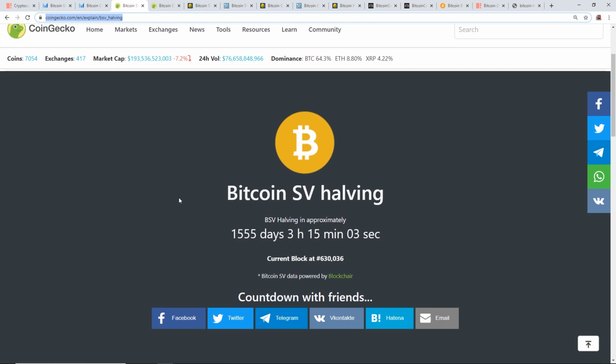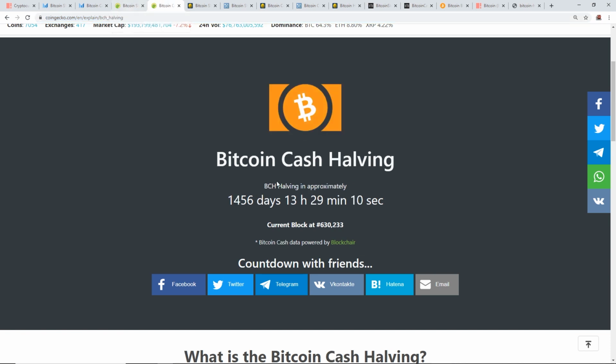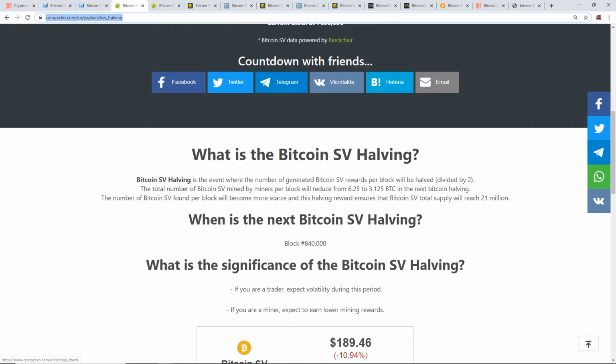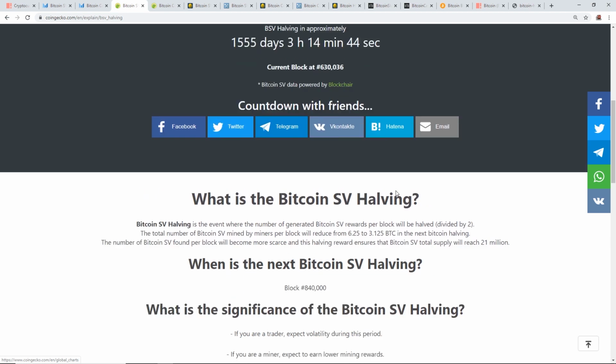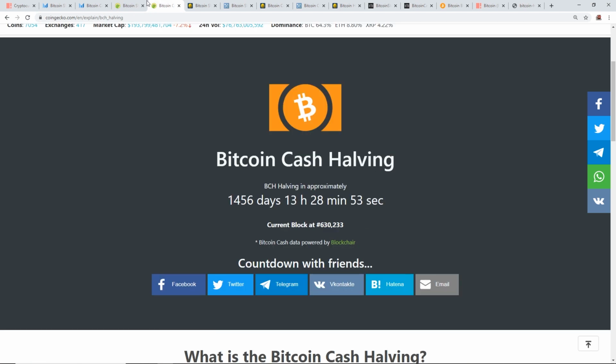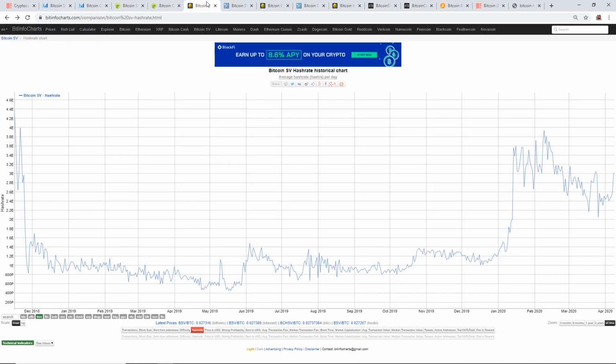Okay, and so yeah, I explained what a halving is, and they just had it, and they're going to have another one. Both of these coins, Bitcoin Cash and Bitcoin SV, are going to have a halving in about 1500 days. Okay, and with that, they're going to go from 6.25 to 3.125. And that's going to happen in the next 4 years. Yeah, another 4 years or so. Bitcoin Cash is the same thing.